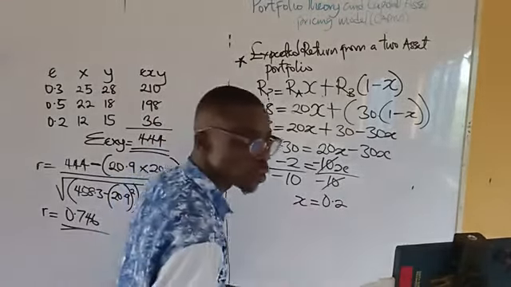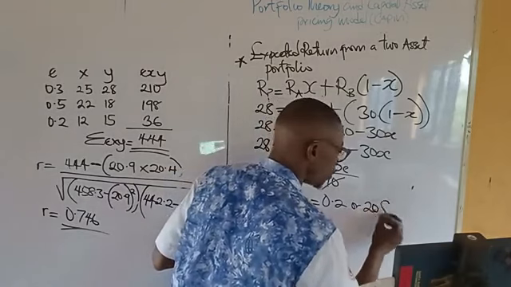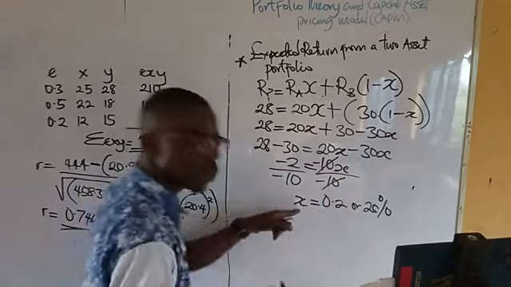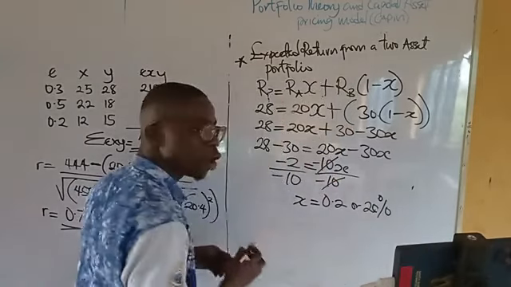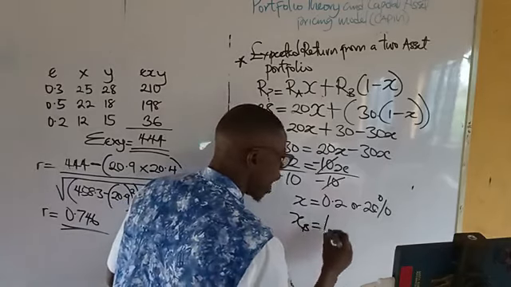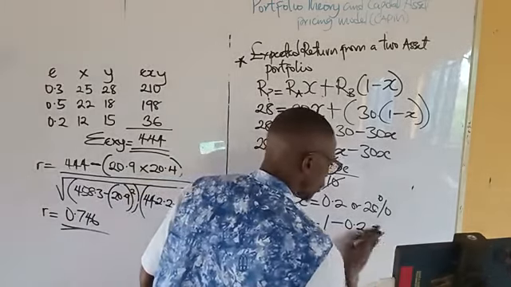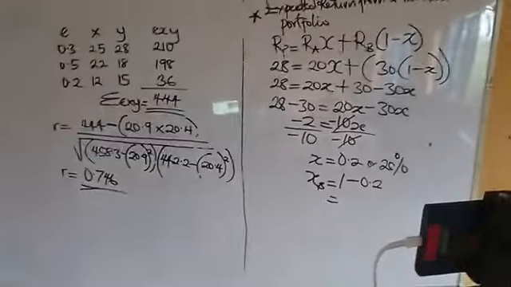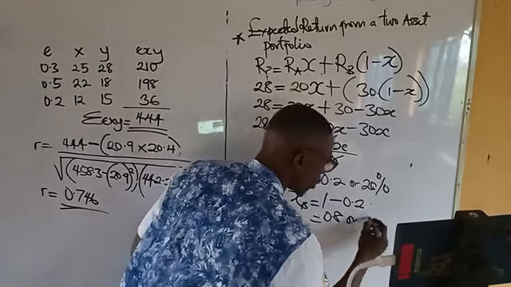0.2. That 0.2, if it's expressed in percentage, is 20%. So if we know the proportion of investment to invest in A, that is for us to get that of B. B will now be 1 minus 0.2, which will give us 0.8. And 0.8 is 80%.